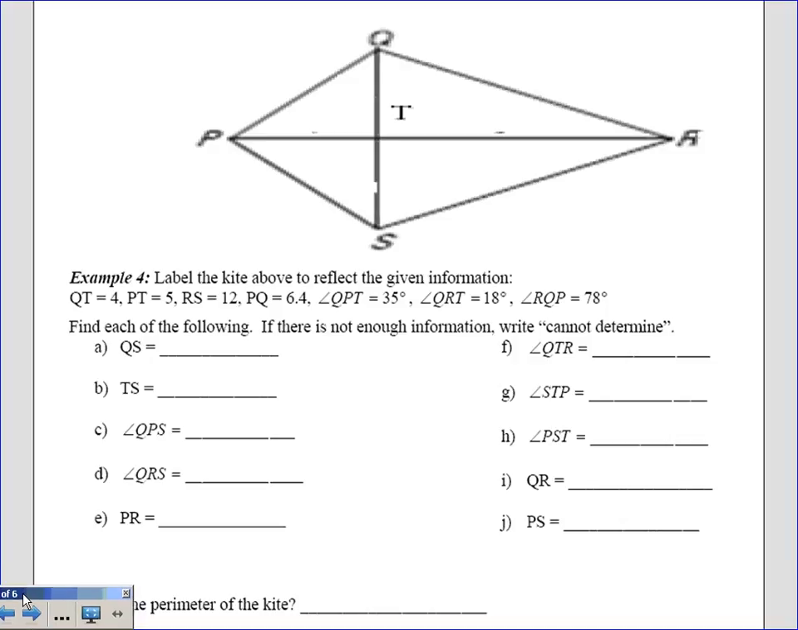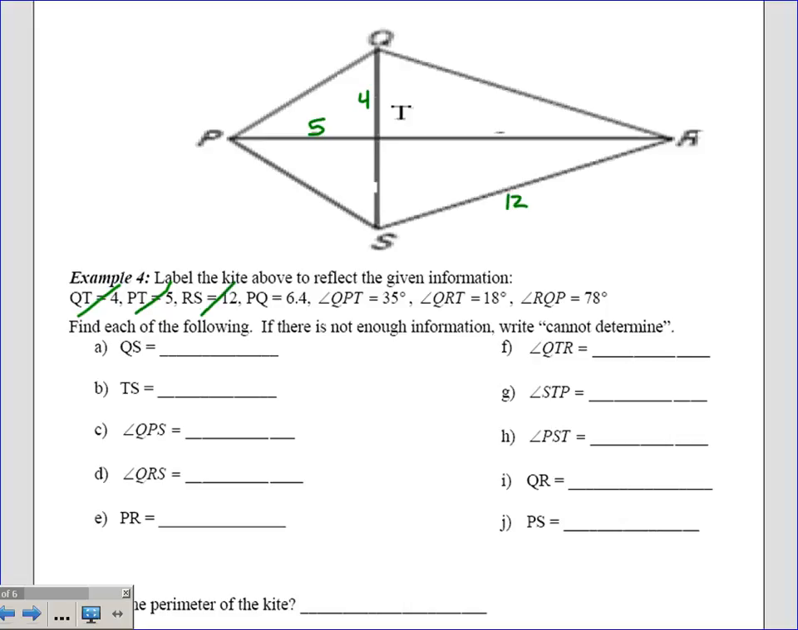It tells us a whole bunch of information, doesn't it? It says label the kite above to reflect the information given. Okay? It says QT is 4, so I'm going to label this part right here 4. Know that. It says PT is 5. That's right here, that's 5. RS is 12.